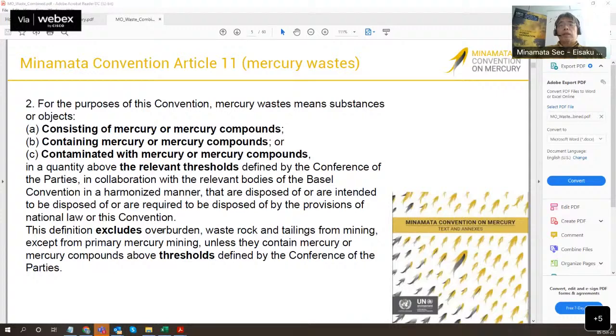So what are the mercury wastes that are controlled under the Minamata Convention? The convention says that there are three types. We call them type A, waste consisting of mercury and mercury compounds; type B, waste containing mercury; and type C, waste contaminated with mercury. The Conference of the Parties, which is the decision-making body of the Minamata Convention, will establish thresholds to define these mercury wastes. And there's a provision on a second type of threshold, which is about mining waste. So overburden, waste rock and tailings are excluded from these definitions unless they exceed the second threshold defined by the Conference of the Parties.